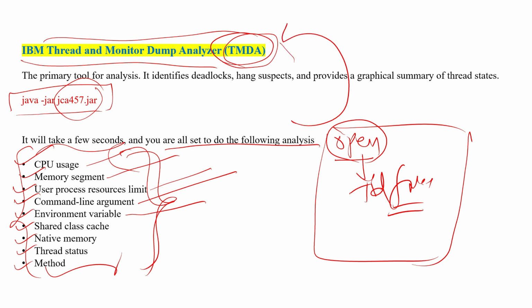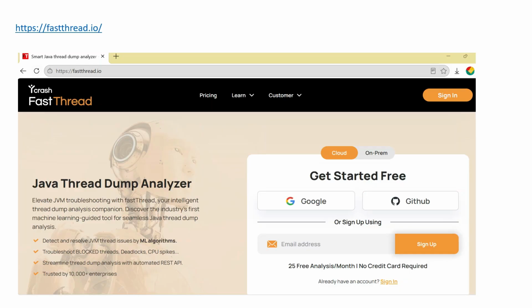Based on that, you can do the initial analysis with the help of this Thread and Monitor Dump Analyzer tool. The second one, which I mostly prefer, is called fastthread.io. This is a cloud-based tool that you can use for thread dump analysis. It is a paid tool if you want advanced features and a complete end-to-end analysis of thread dumps at an advanced level. But initially, if you are trying to learn thread dumps, or want some initial understanding of what is happening, you can use fastthread.io.